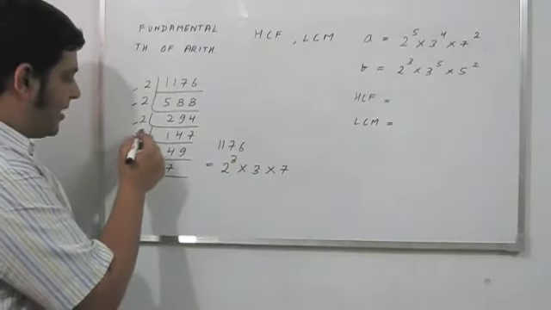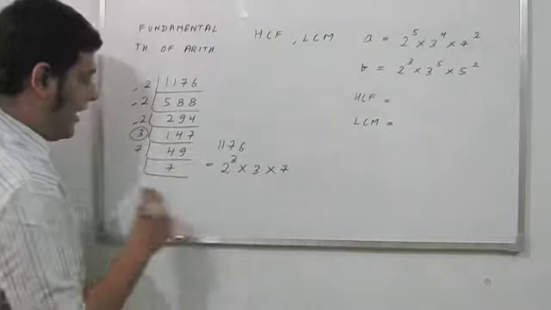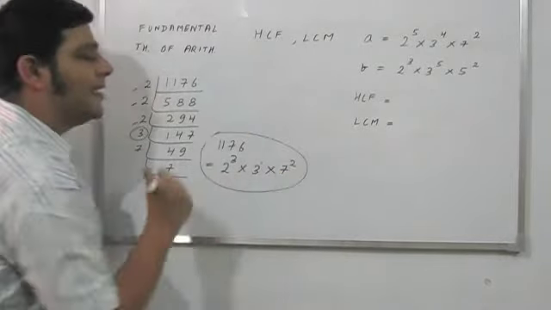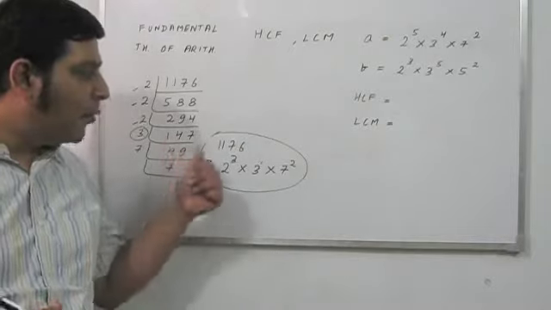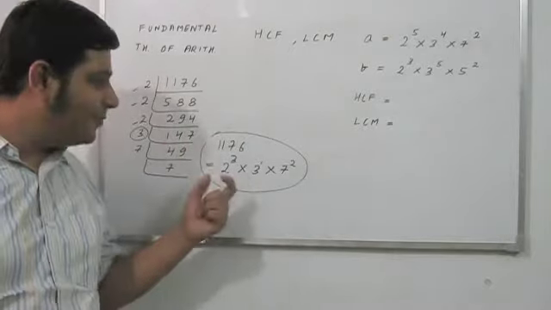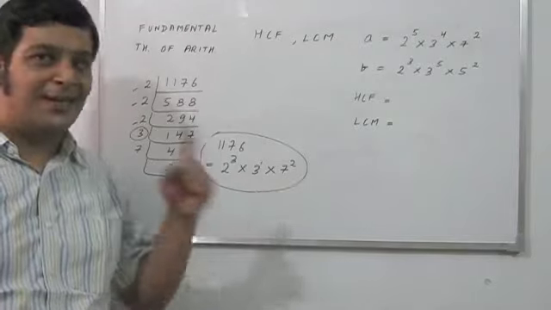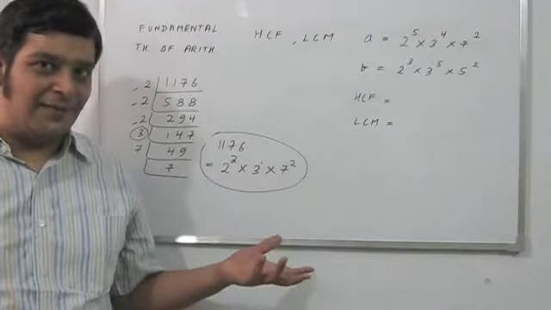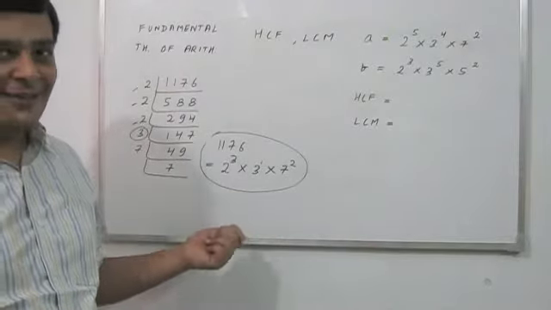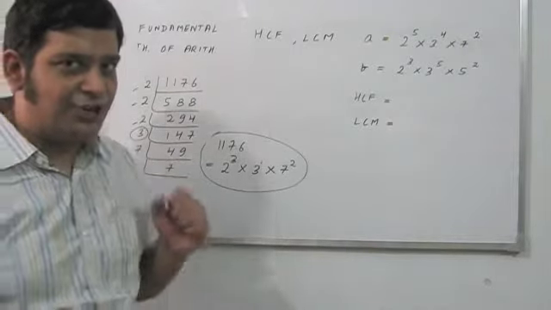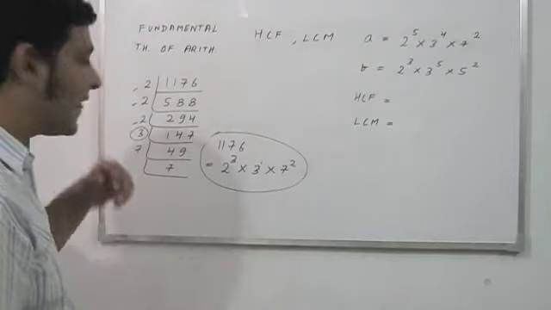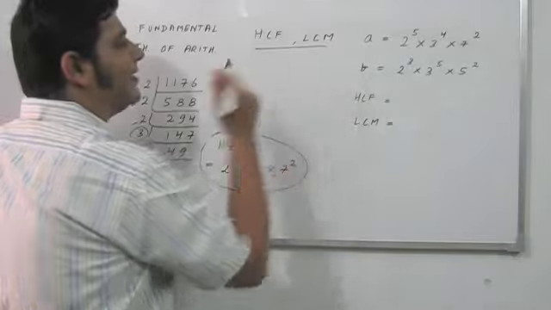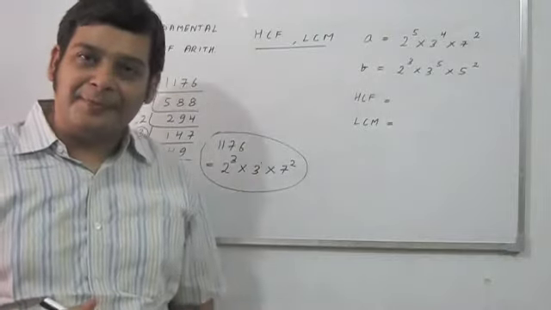How many times is 3 there? Only once. And 7 is there twice. The theorem essentially states this fact, that the number 1176 can be written as a product of primes in only one unique way. And this is that unique way. You can change the order if you like, but you cannot change the primes, you cannot change their powers. And this idea comes in handy when we are calculating the HCF and the LCM.